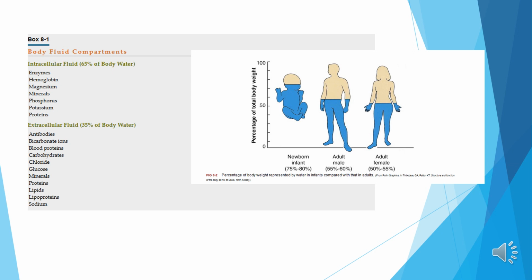And again, our total body weight with regards to water changes over the lifespan. So this chart shows you as a newborn, you're 75 to 80% body weight, which is water. As an adult male, you're 55 to 60% body weight of water, and then females 50 to 55%. So again, this changes based on age as well as gender. But either way, you can see we're a large component of water, which is why it's so important for you to take in enough water daily to sustain functions.